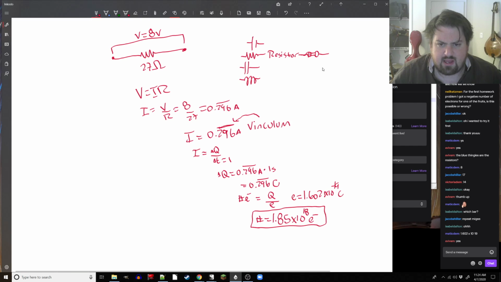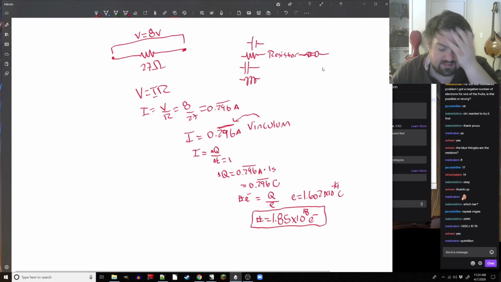What is it? 10 to the 9 is a billion. 12 is a trillion. 15 is a quadrillion. So 10 to the 18 is quintillion. 1.85 quintillion electrons flowing through that resistor in one second. That's crazy.